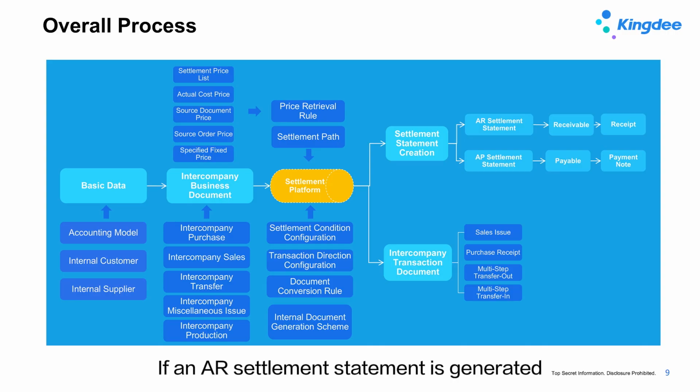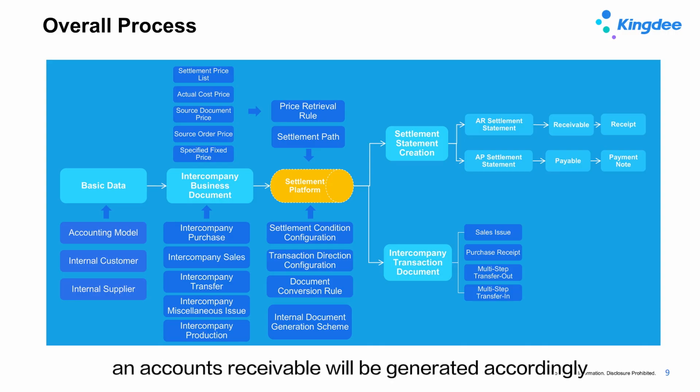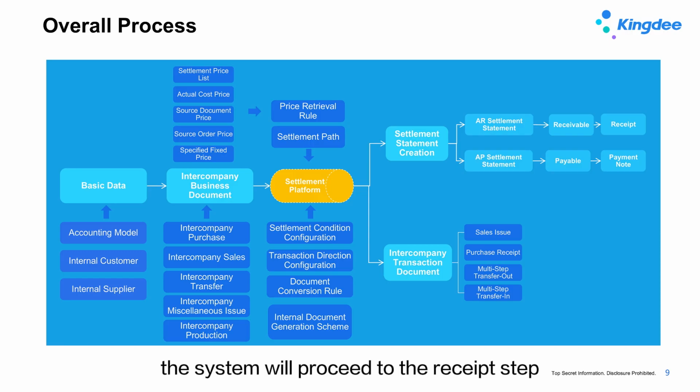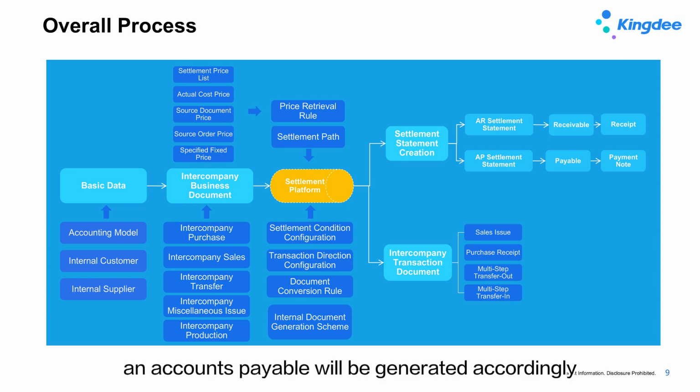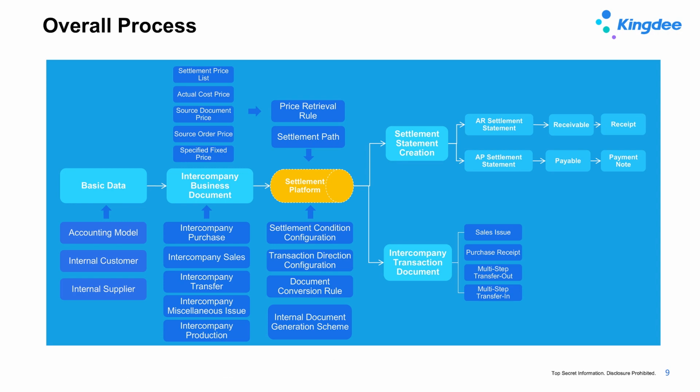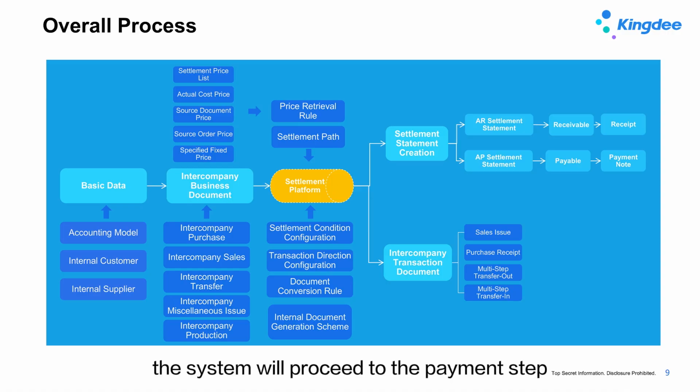If an AR settlement statement is generated, an accounts receivable will be generated accordingly. Then, the system will proceed to the receipt step. If an AP settlement statement is generated, an accounts payable will be generated accordingly. Then, the system will proceed to the payment step.